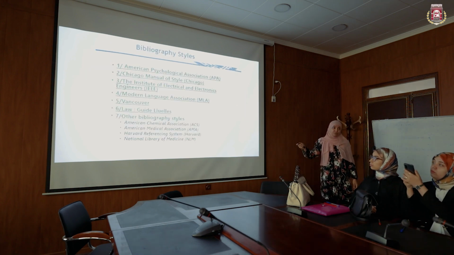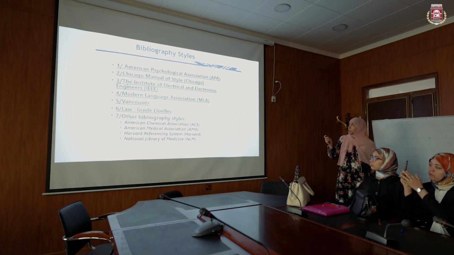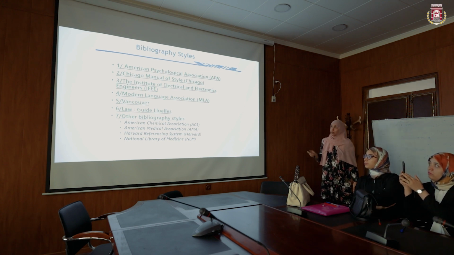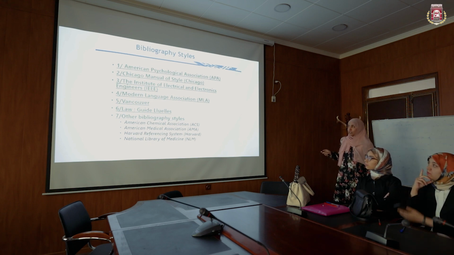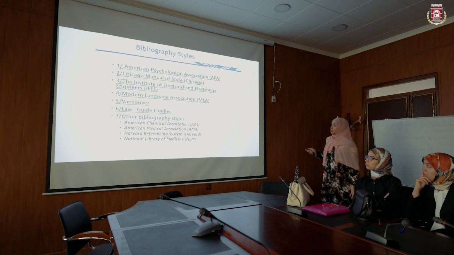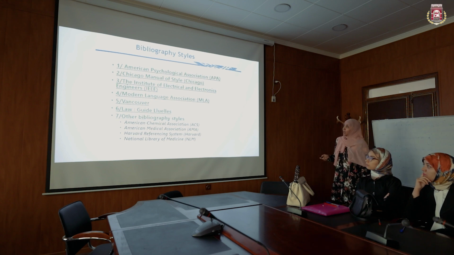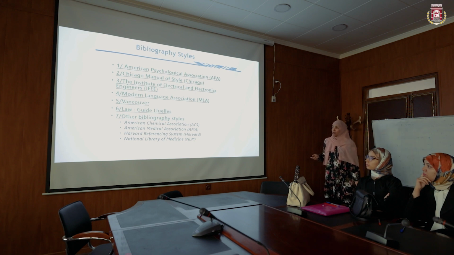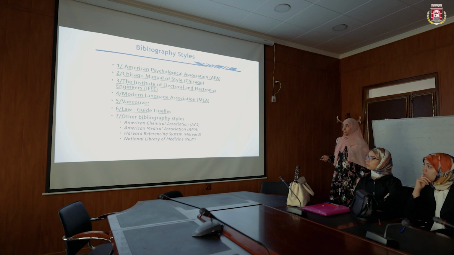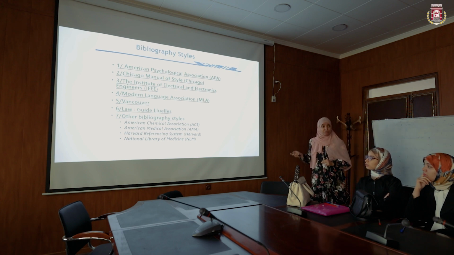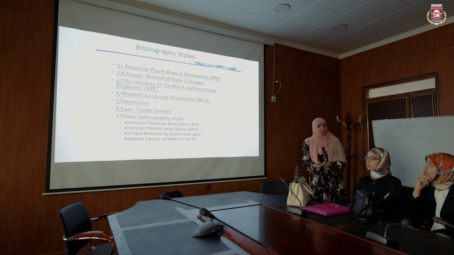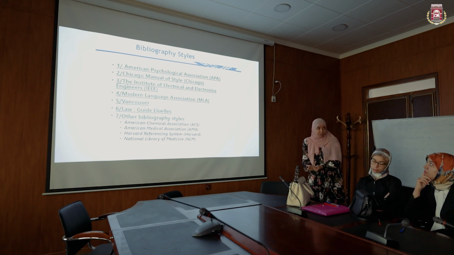These are bibliography styles. So we have American Psychological Association, which is abbreviated APA, Chicago Manual of Style, Chicago, the Institute of Electrical and Electronics Engineers, IEEE, Modern Language Association, MLA, Vancouver, Law, and other bibliography styles. We have American Chemical Society, American Medical Association, Harvard Referencing System, National Library of Medicine. For your manuscript, you should pick which one of these styles you will use. And basing on that, you will pick which software or which online AI generator you will use.